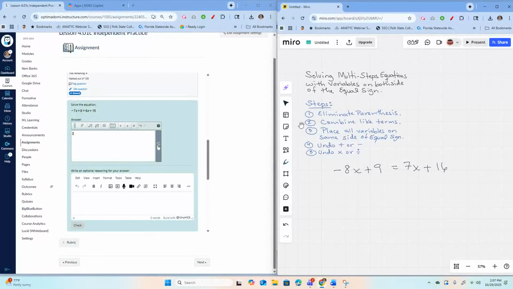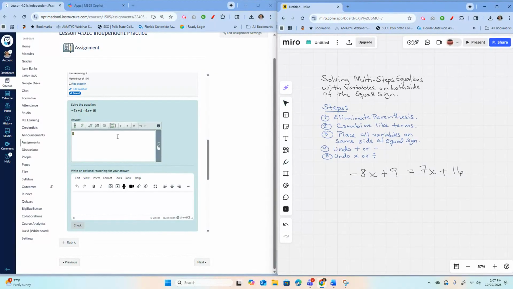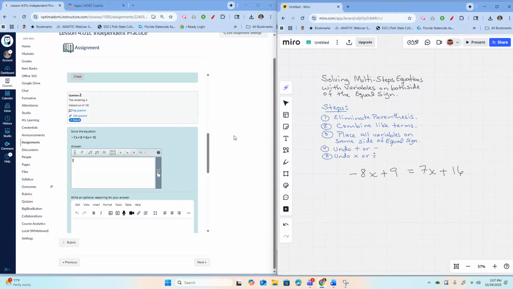All right, here is question number 2. Okay, and question number 2, we have again a multi-step equation. We're going to have the letter, but the only thing different is we're going to have the variable on both sides of the equal. Just follow the steps, and you're going to be able to find how much is the x at the end. So step number 1, we're going to eliminate any parentheses, but I don't have any parentheses. Step number 2, you're going to combine like terms.